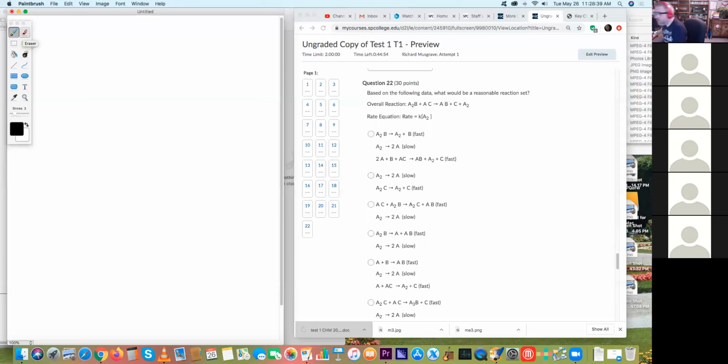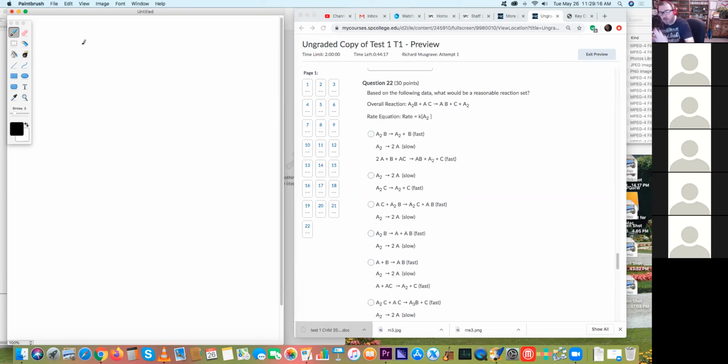Is A2 in the slow step, first step, or not? Not the first step. Right, why not? It only has part of a molecule, so it must have come from somewhere. If you had to guess where the A2 came from, where might you think it came from? The A2B. That would be my guess too. That's what I would choose too. All right, that's good. That's nice logic right there.